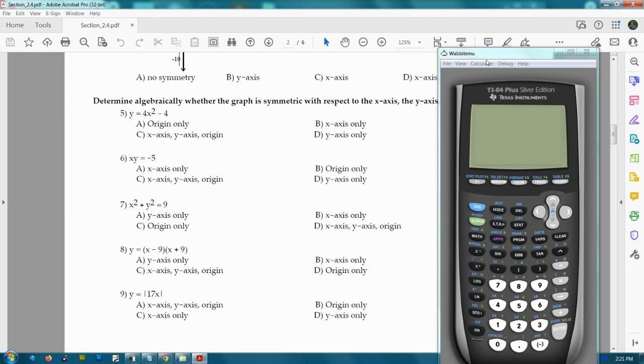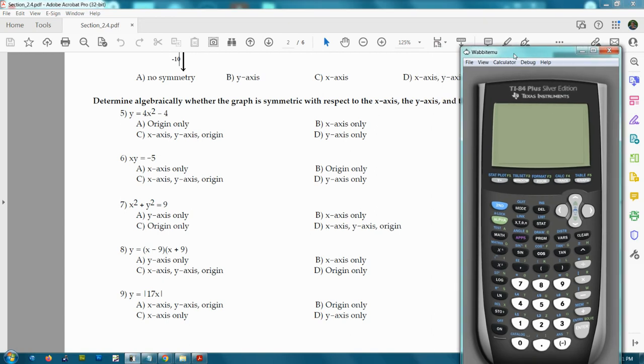All right, this is numbers 5 through 9, and I've got a few more to do, 14 through 17. But I wanted to show the calculator.